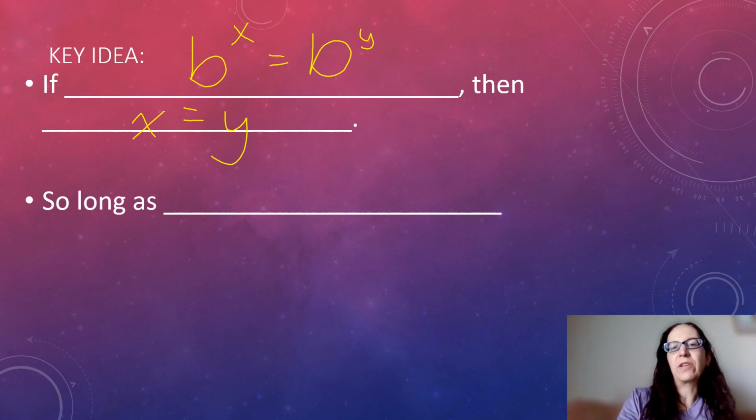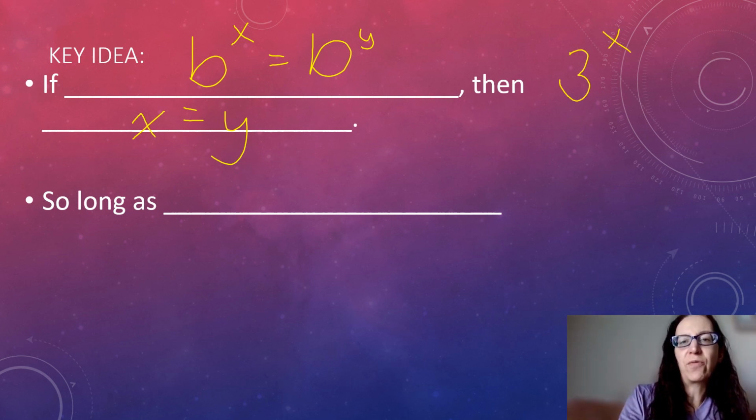So think about this for a second. If you have, again, 3 to the x equals 3 to the 5th, then the b values, or the bases, are matching. Therefore, the exponents would have to be equal. So x would have to be equal to, over here it's a y, but in this case it's a 5. So x is equal to 5.